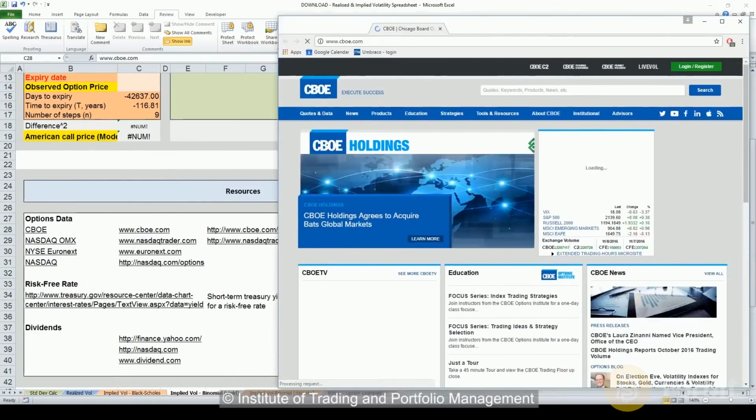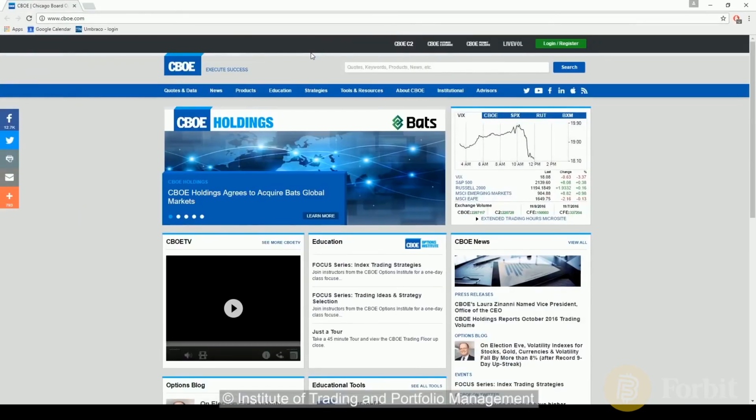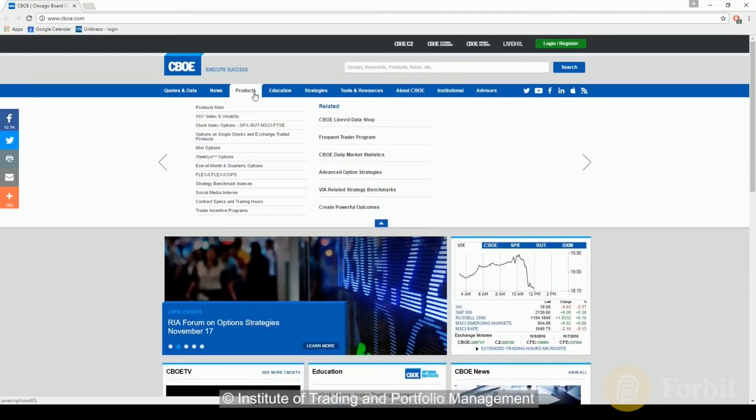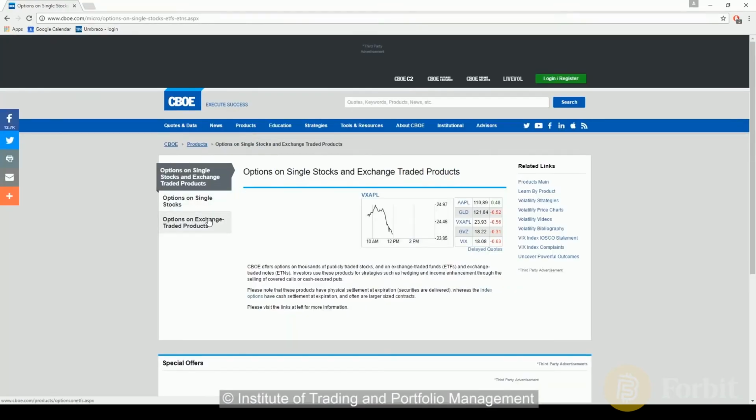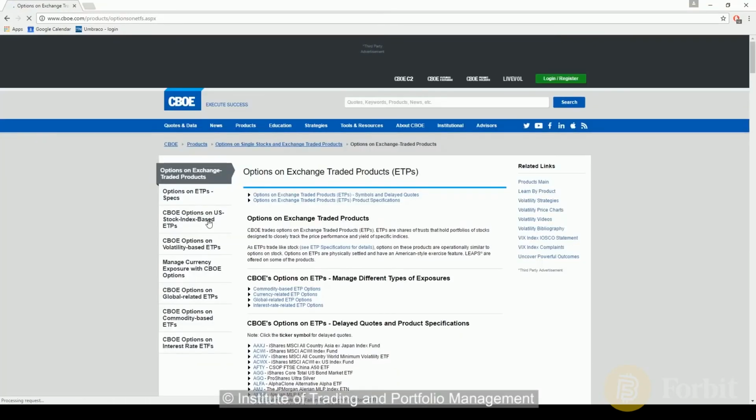And don't worry exactly about where I'm clicking, it doesn't matter, you'll be able to navigate through this yourself. Like I said, what I'm doing is I'm just finding options on exchange traded products on this website. Now on this page what you'll see is a link here to basically product specifications.